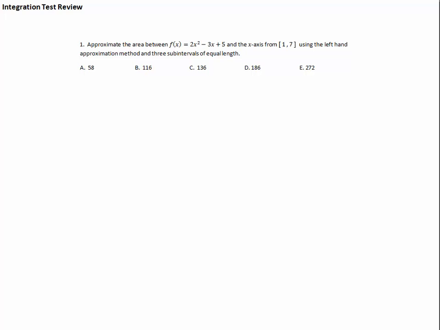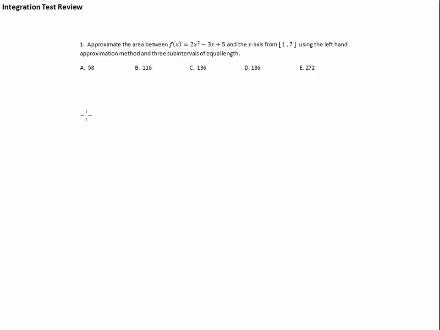Okay, this is problem number 1 from our test review. It says approximate the area between the function f of x and the x-axis from 1 to 7. Those are my endpoints. Using the left-hand approximation method and 3 subintervals of equal length. And it's multiple choice. All right, so let's see what we got here.